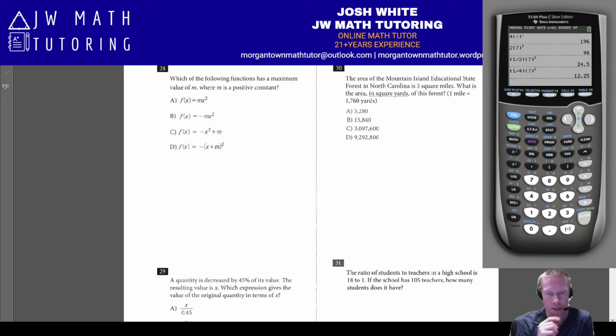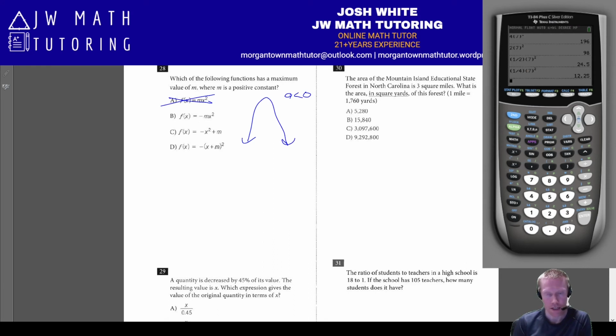So here's the thing. When we talk about a maximum value of a quadratic, what we're technically talking about is the y-coordinate of the vertex. So first of all, for these functions to have a maximum, they will have to open down. Okay? So m is positive, but the function's opening down, which means a has to be negative, or a has to be less than 0. So therefore, this one is out. The other 3 can all remain for now.